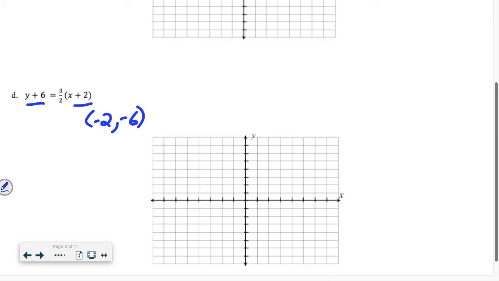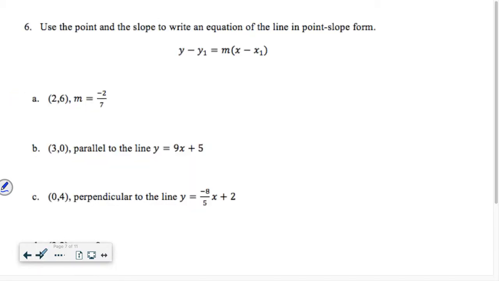Let's look at writing equations in point-slope form. So for this example, I'm given a point and the slope. That's all I need to write this form. So here, x1, y1 are 2 and 6, and my slope is -2/7. So when I plug it into point-slope form, y minus 6 is equal to -2/7 times x minus 2.